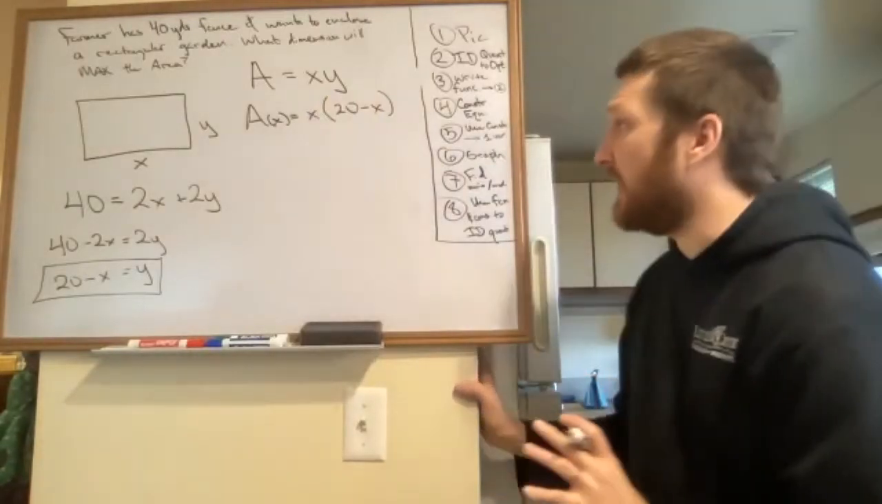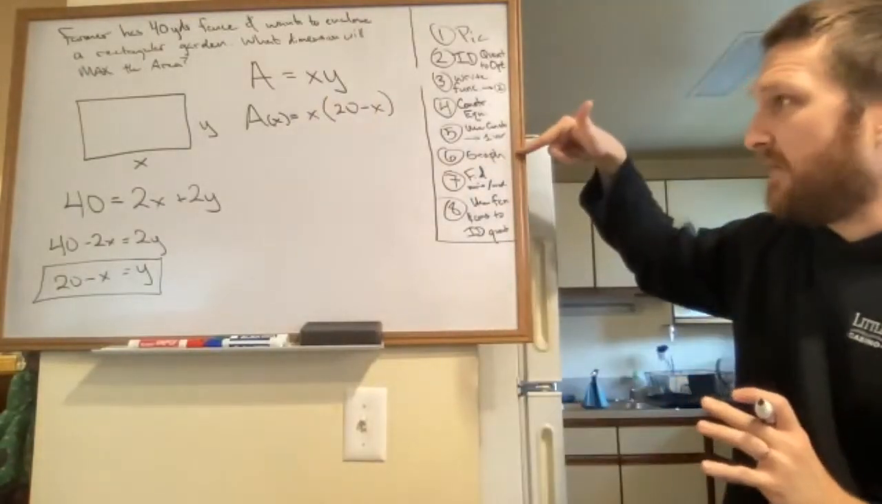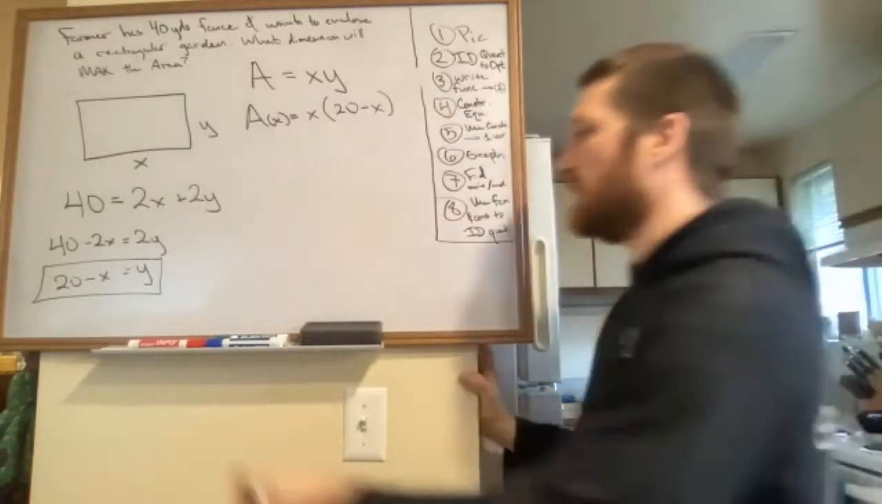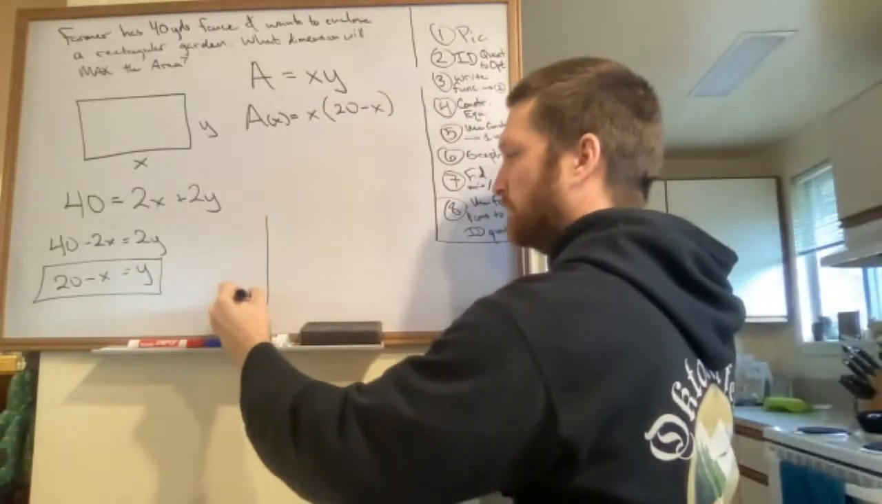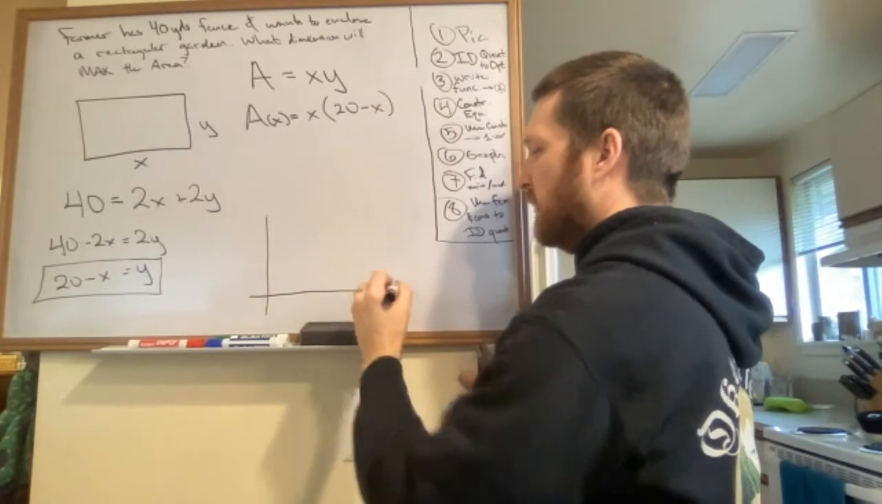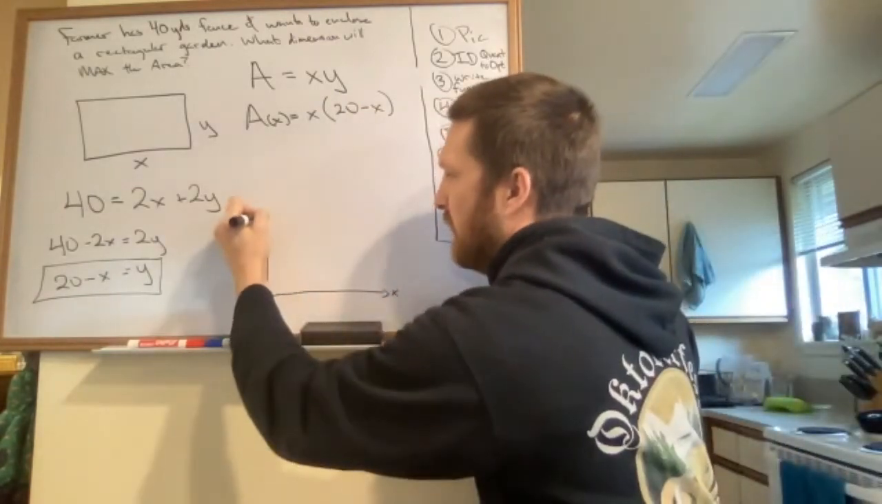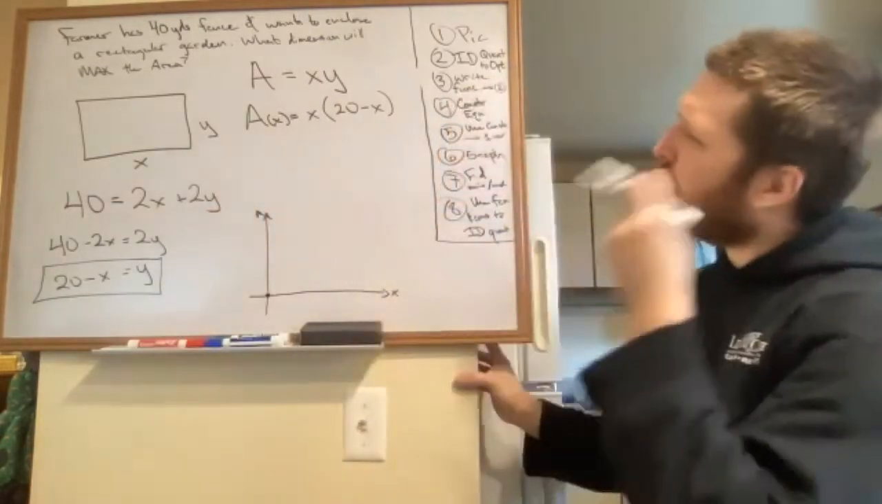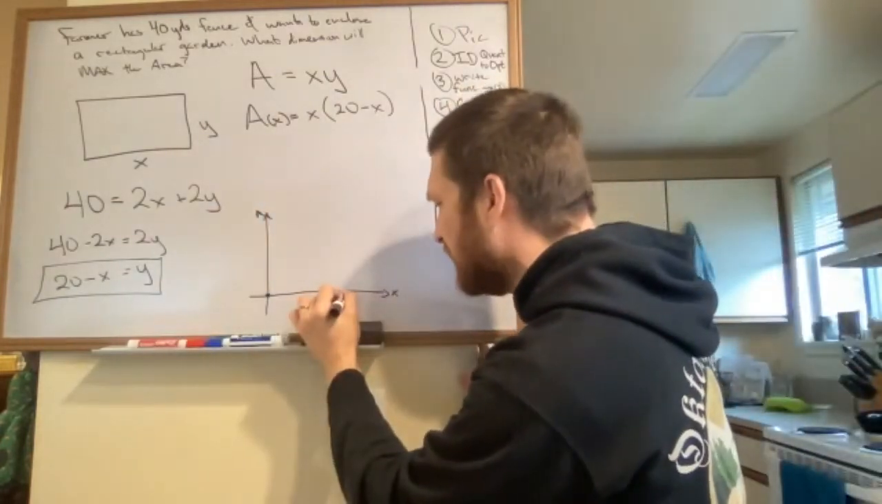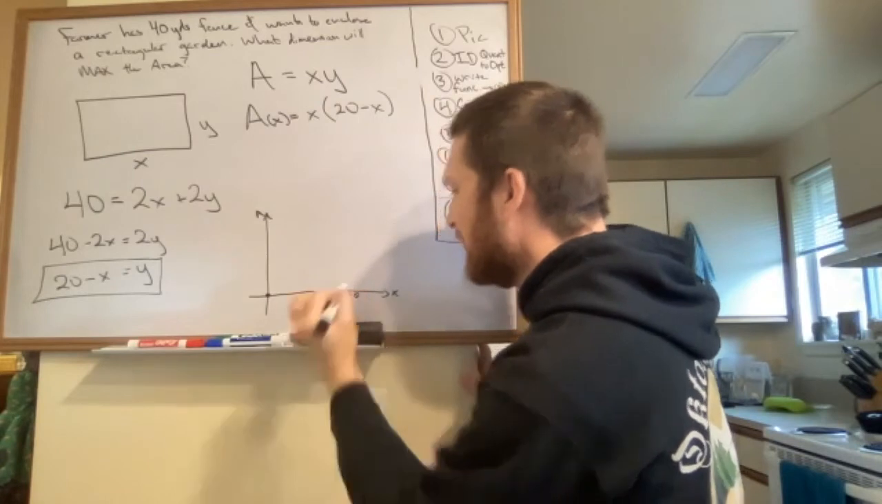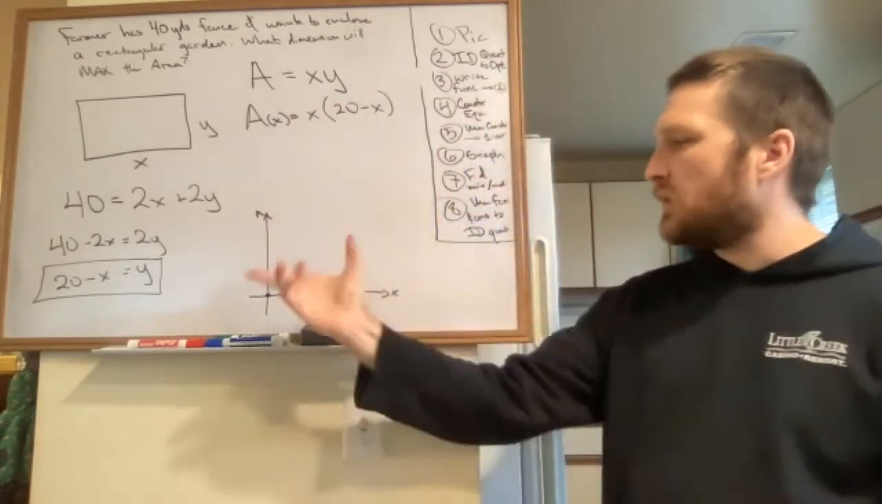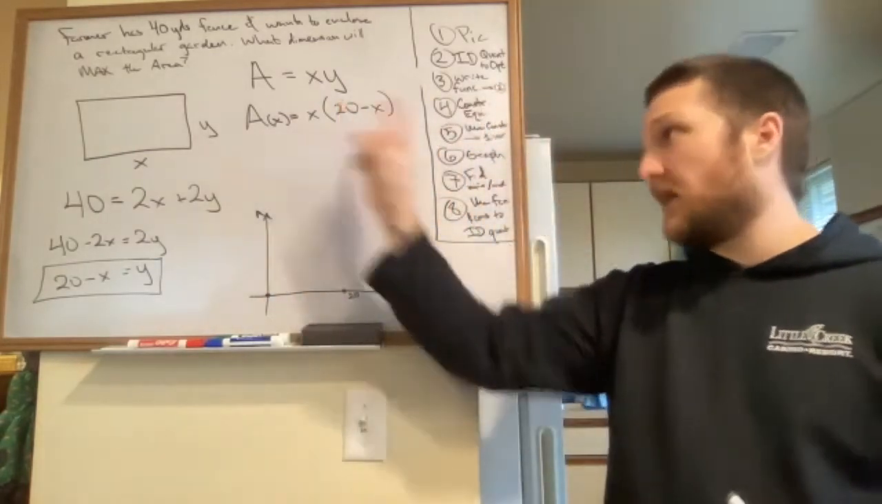What's nice about that, graphing that guy makes it really easy because I see where the zeros are. I could see that when I plug in a 0 for x, I get a 0 for a. I see that when I plug in a 20 for x, I get a 0 for a. So that must be where the zeros of this parabola are, and I could tell it's a parabola.